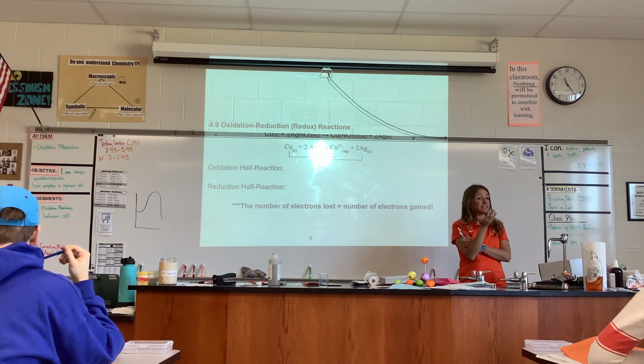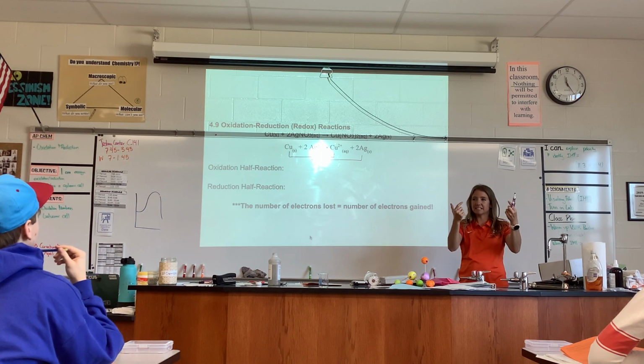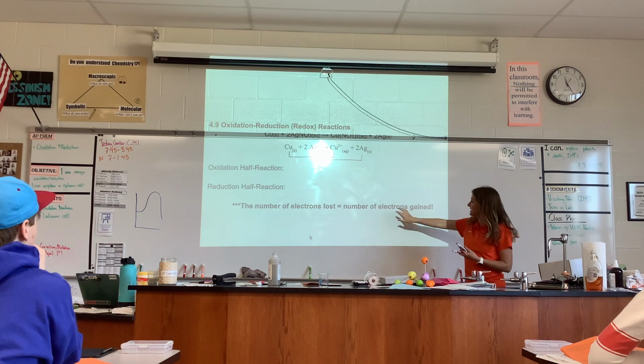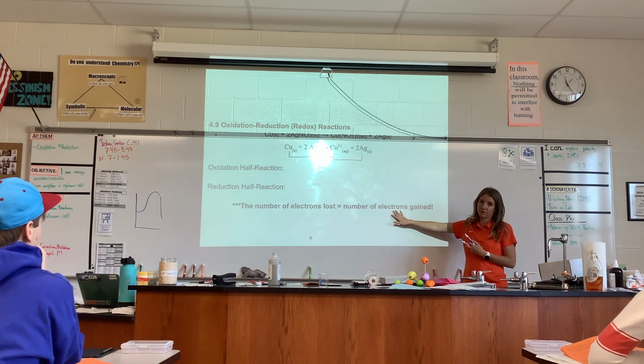For example, in precipitation reactions, they just trade partners. This thing's positive, this thing's negative, and then they just trade. But there's actually no transfer within the reaction between two things. Oxidation and reduction is a transfer of electrons. Something loses them, and something gains them.